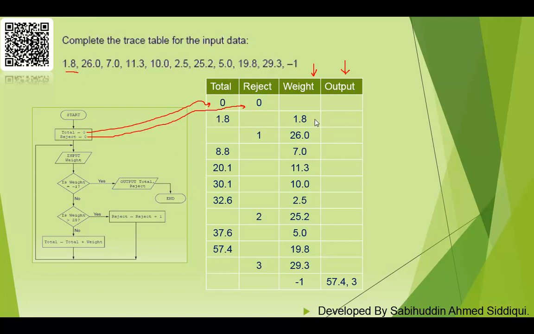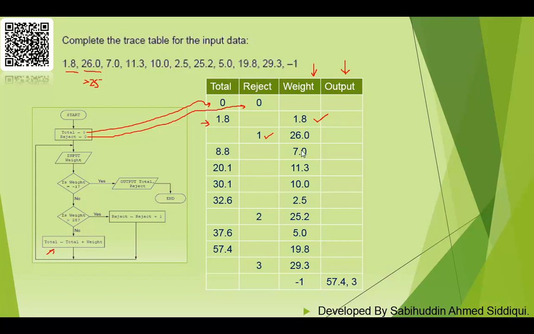Now the first value is 1.8, you can see 1.8 is here, right? Then the second value, 1.8 is the total here. Now the next value is greater than 25, right? You can see this here, which satisfies the condition you put over here. Yes, that means reject occurs one time, okay? The next value is 7, so as you have written, total equals total plus weight, you can see this is here.